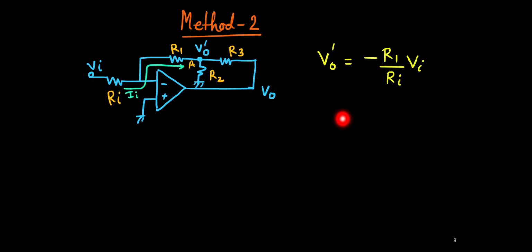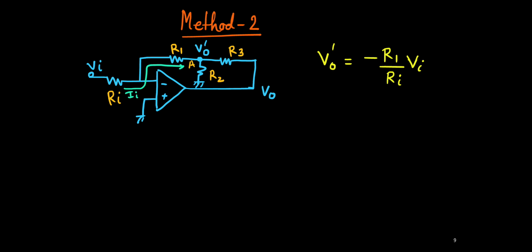This you will get easily if you take KCL at this node. Because 0 minus Vi upon Ri plus 0 minus V0 prime upon R1 equals 0. From that also you will get this result. Okay, I hope it is clear, right? So you see, I am simply using the inverting concept, then only we are getting these things, or you can use node analysis. Okay, fine.